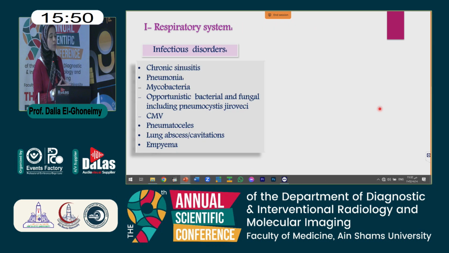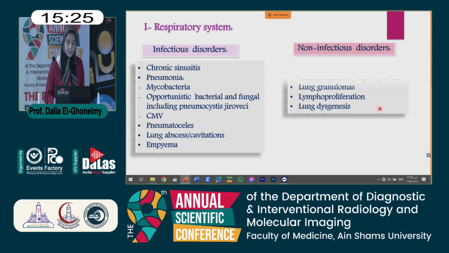So if we start with the respiratory system, as infectious disorders, patients tend to have chronic sinusitis, pneumonia, mainly by virulent organisms as well as by opportunistic infection, bacterial and fungal, including Pneumocystis jirovecii and CMV pneumonitis. They tend to have pneumatocele-like lesions in a certain group of hyper IgE syndrome, lung abscess, cavitations, and empyema.